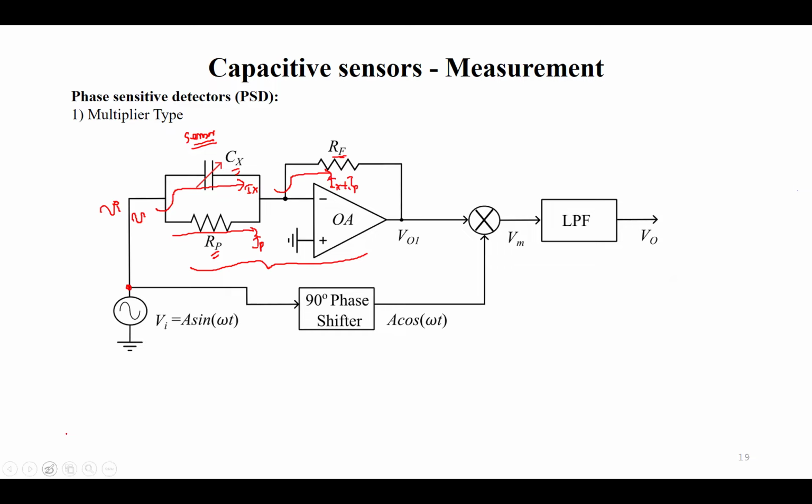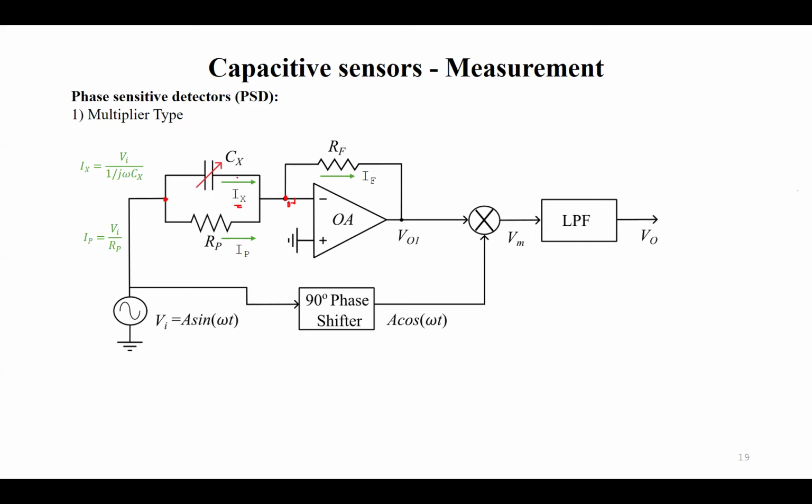So it will be something like this. And what is the value of IX and IP? This is a virtual ground, right? So what is this current IX? IX will be the voltage across this CX, that is VI, which is applied here, a sinusoid A sin omega t, divided by the impedance of CX, that is 1 by j omega CX. Similarly, the current through RP will be IP, which is VI by RP. And this current flowing through the resistance RF is IF, which is equal to IX plus IP.